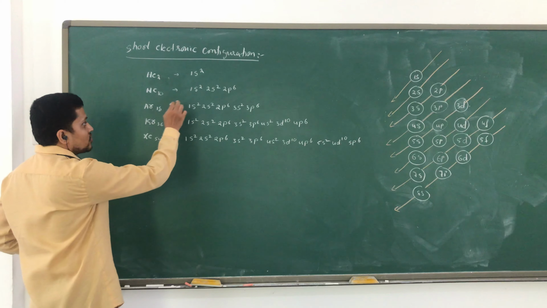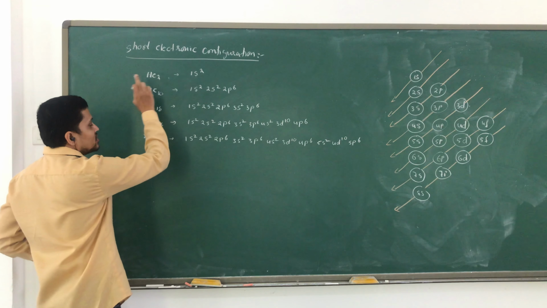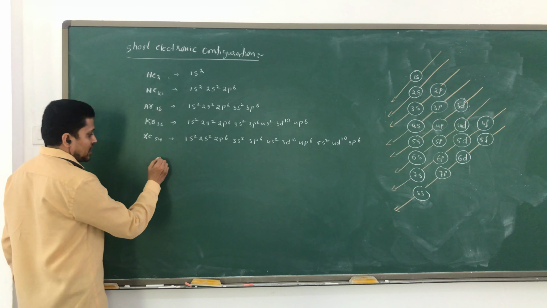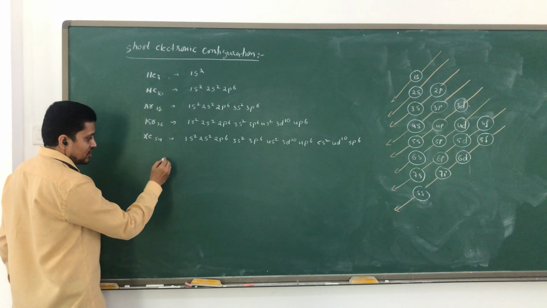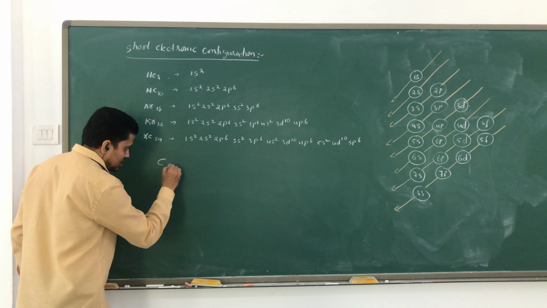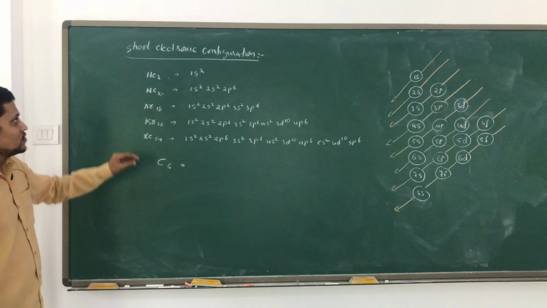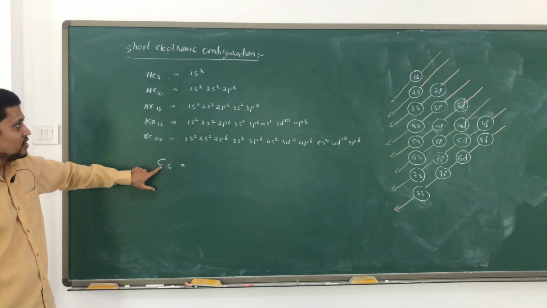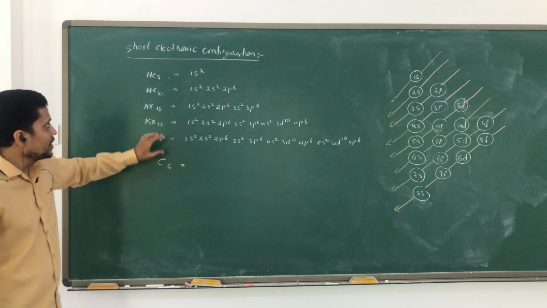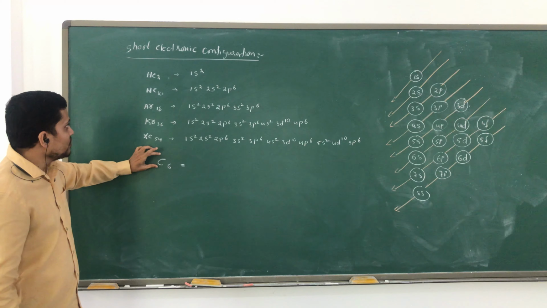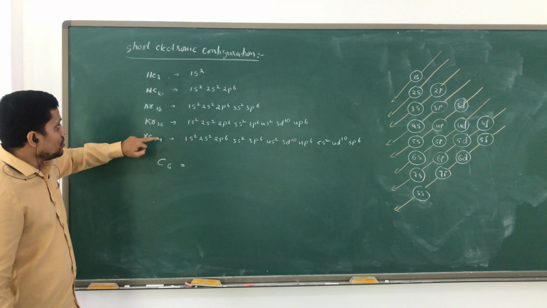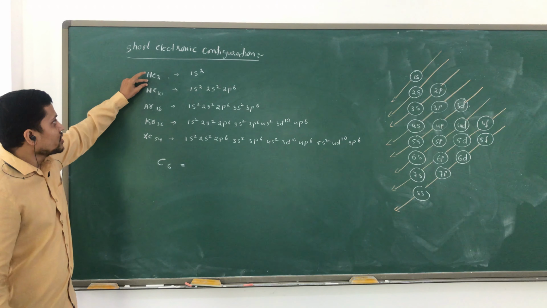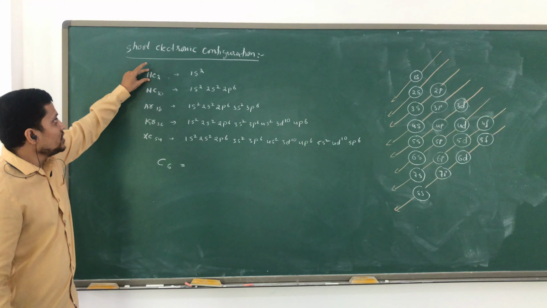Then instead of writing these electronic configurations, we simply write the name of the noble gas. Suppose I want to write the short electronic configuration of carbon, atomic number 6. The noble gas before this element has to be written first. Before carbon we have only one noble gas, helium. After carbon we have neon, 10. So we take helium.